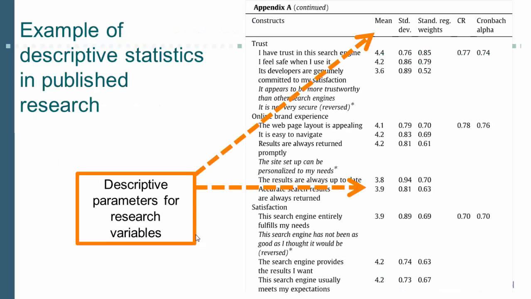Here is an image taken from my published article that we've seen in a previous tutorial. As you will see in a section that discusses measures, you will also find descriptive parameters for my research variables, in this instance mean and standard deviation for individual items in my questionnaire.